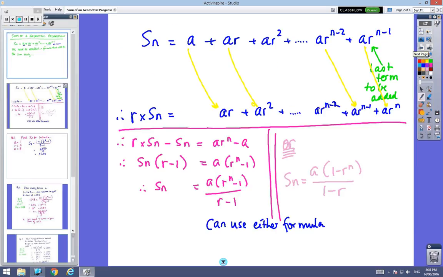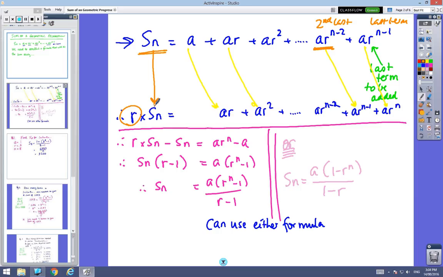Okay, so we start off with just the sum. The sum of n terms is a plus ar plus ar squared. Now, just to show you how the formula comes about, I'm going to write the second last term and the last term. Now, you don't have to worry about where the formula comes from, but I just need to show you where it comes from. So the trick in the formula is we multiply this sum by r.